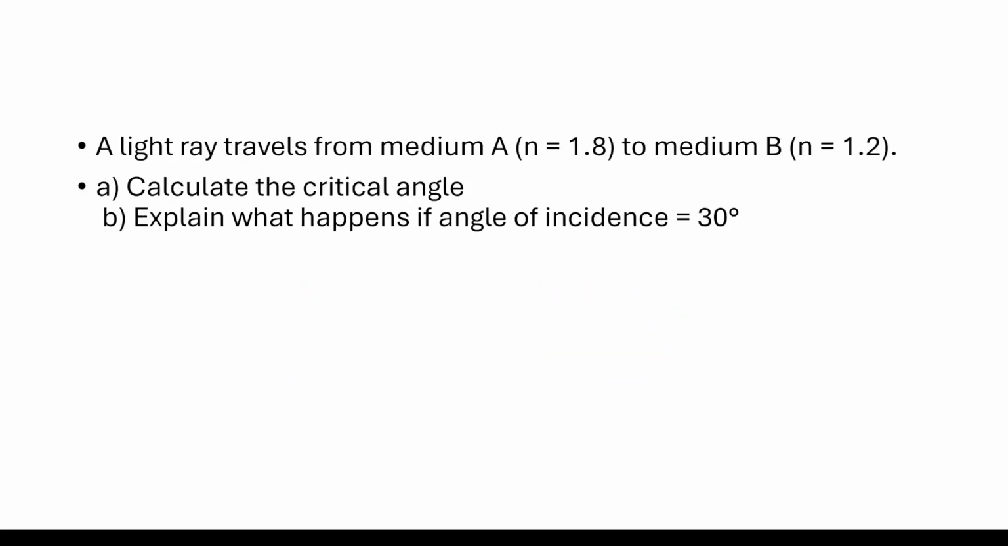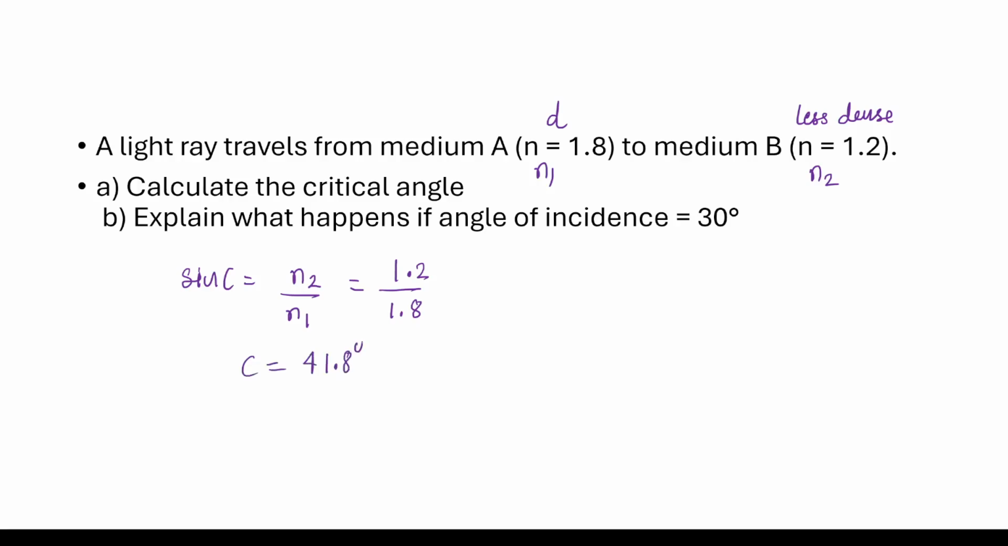Let's try this one. A light ray travels from one medium to another, 1.8 to 1.2. Calculate the critical angle. It travels from dense to less dense, so this one is N1 and this one is N2. The critical angle is N2 over N1, which is 1.2 divided by 1.8. Using my calculator, the critical angle comes out to be around 41.8 degrees.